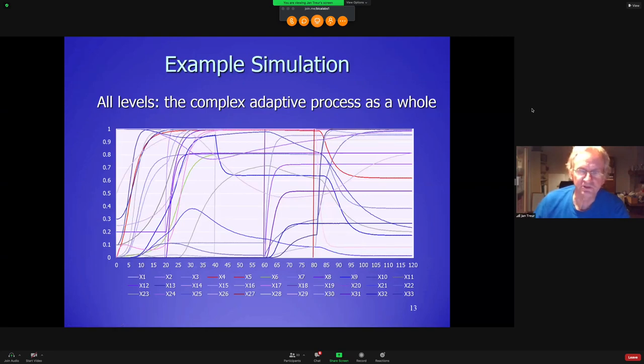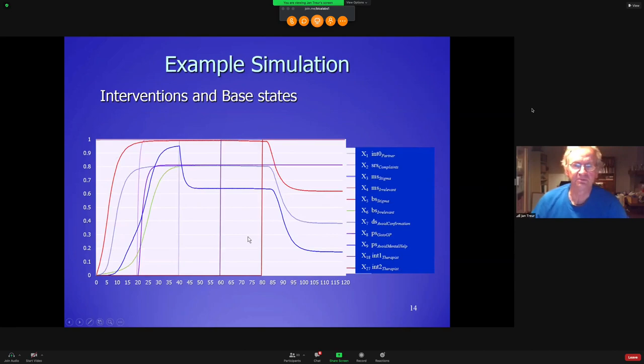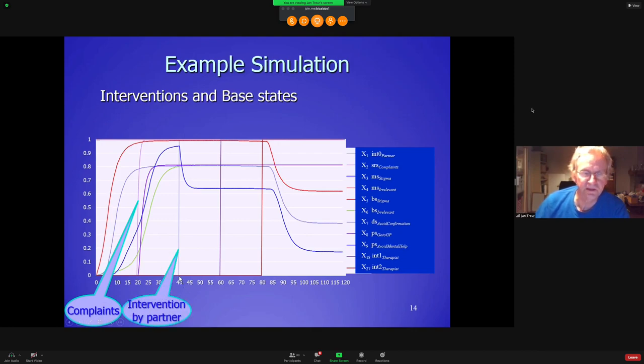We have, of course, some simulations. You see here 33 states that go in different directions. It's a really complex adaptive system. For all trends that you can see here, there is a serious explanation that they make sense, but I will simplify it a little bit and focus step by step on parts of it. These are the states for the base level. This is where the complaints come up after time 20. This is the intervention of the partner. This is the first by the therapist, and this is the second one by the therapist.